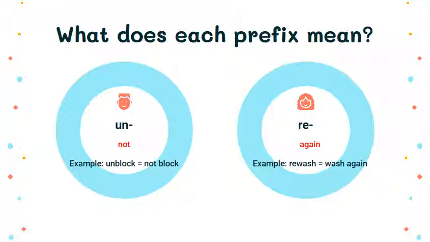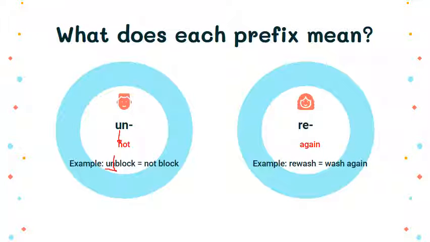What does each prefix mean, in which it changes the meaning of the root word? Un means not. So when you want to show the opposite of a word, you can use the prefix un. Example, unblock means not block. Let's say that you have the word block alone. You want to give the opposite to it. You want to make it negative. So you can say simply unblock.